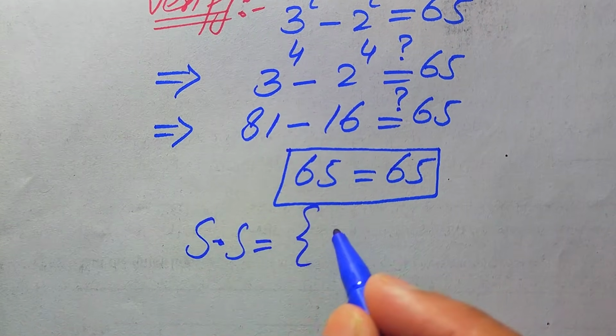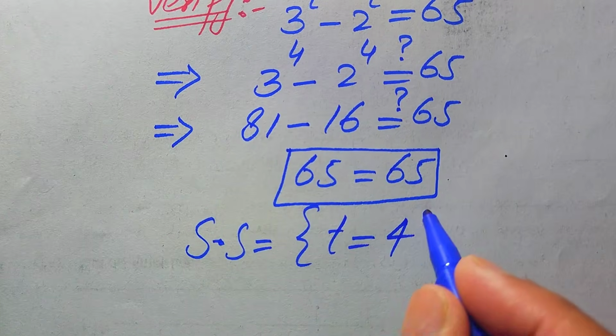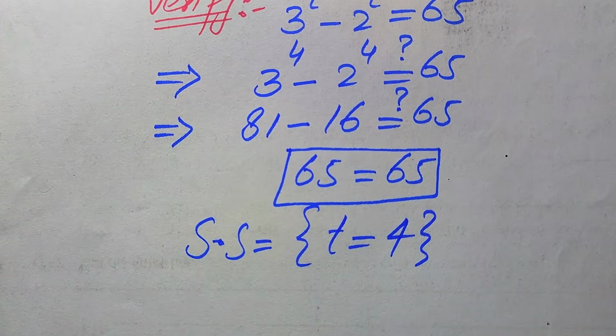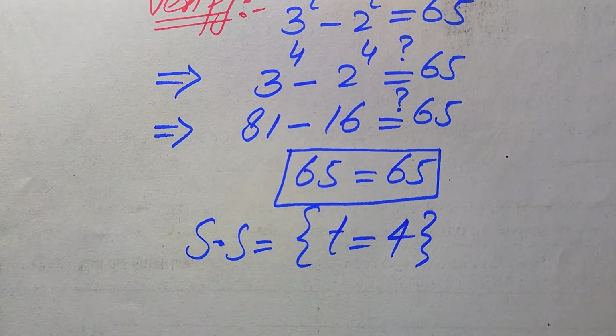And finally we have the solution set of this problem is t is equal to 4. So this is the only integer value that exists. So this is our final answer to this question.